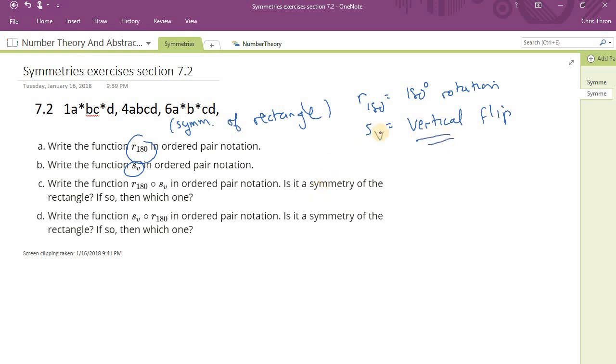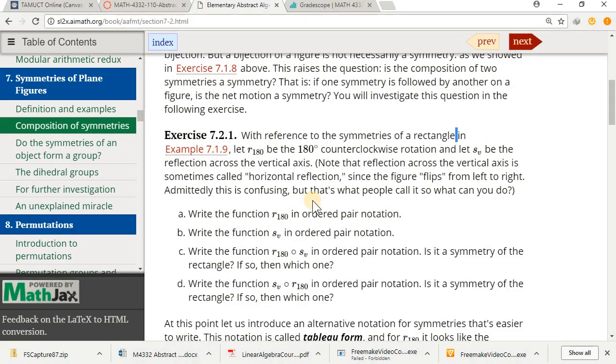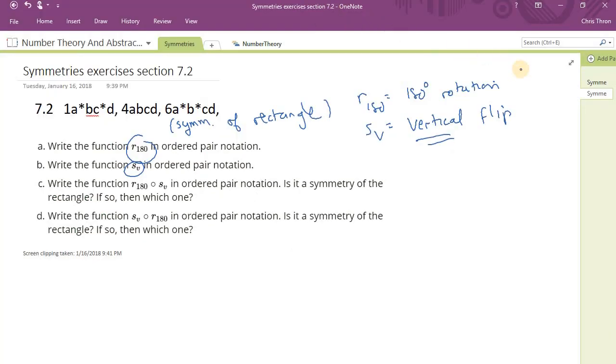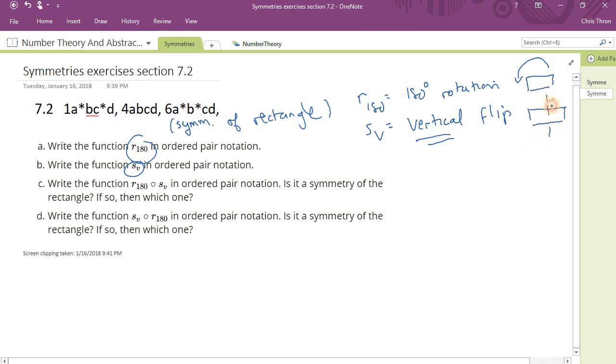Now, there's some confusion about what's a vertical flip and what's a horizontal flip. I myself don't remember. Let me go back to the page and see what a vertical flip is. All right, SV is the reflection across the vertical axis. So V refers to the axis. Sometimes this is called a horizontal reflection, but just remember that SV means the axis of the flip is vertical. Okay, so 180-degree rotation, you can see what that is. That's just you take the rectangle and you move it around like that. A vertical flip would be you have the rectangle here, here's your axis, and you flip across the axis like that.